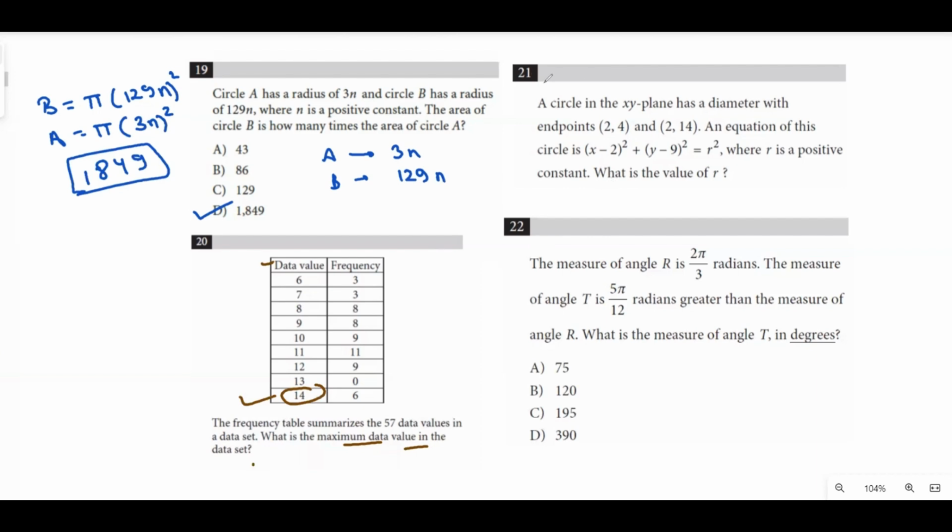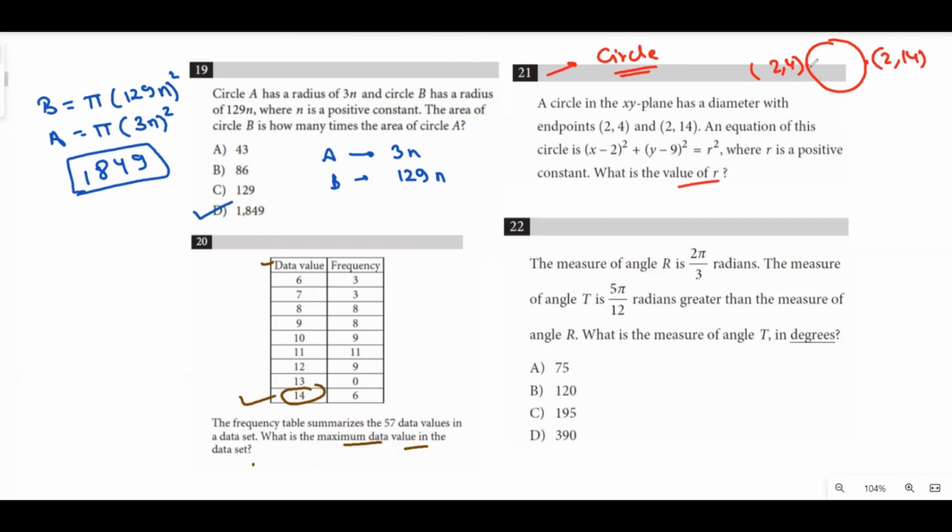Coming up on question number 21. Question number 21 is from the geometry part. Under geometry, it is a circle. It is given that the endpoints of the diameter of the circle are 2, 4 and 2, 14. Now they are asking us what will be the radius, and they have given one equation as well.